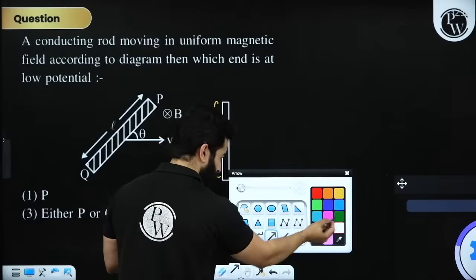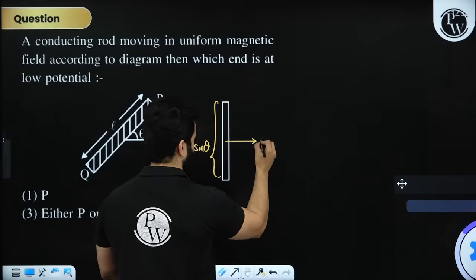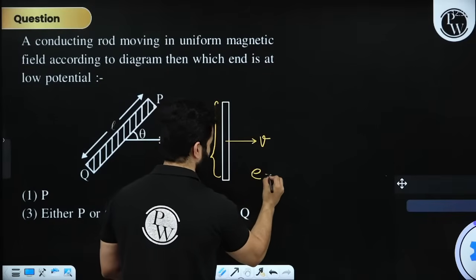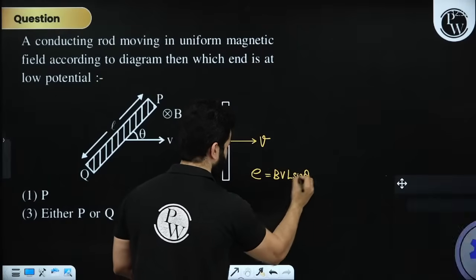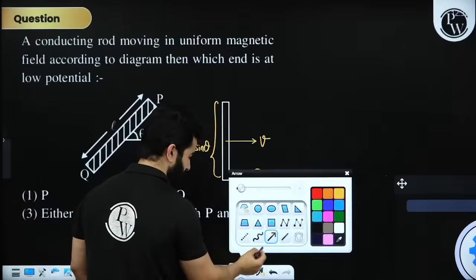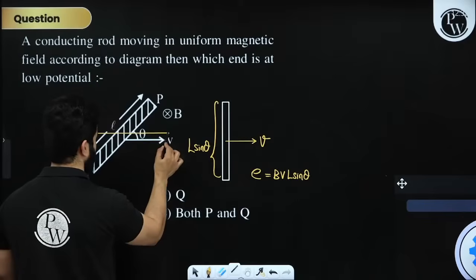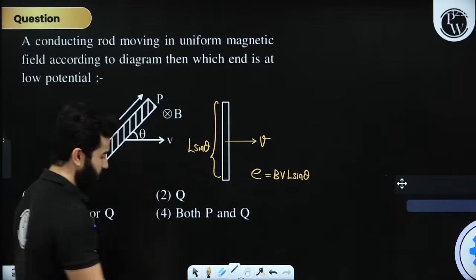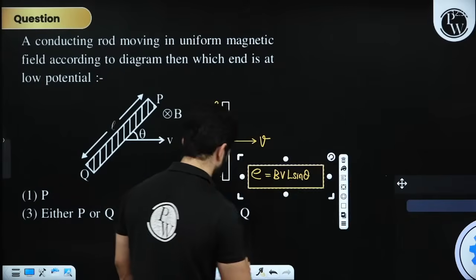Because of this length, we'll have motional EMF, and this is velocity v, and motional EMF will be E equals BVL sine theta. The other length is going to be L cos theta, and there will be no EMF because of this component of length. So this is going to be the magnitude, but how are you going to find out the direction of EMF?